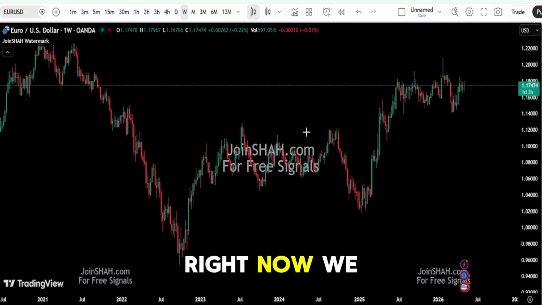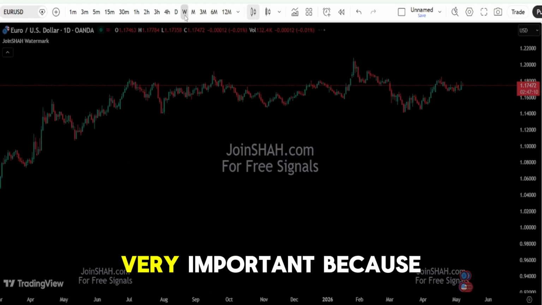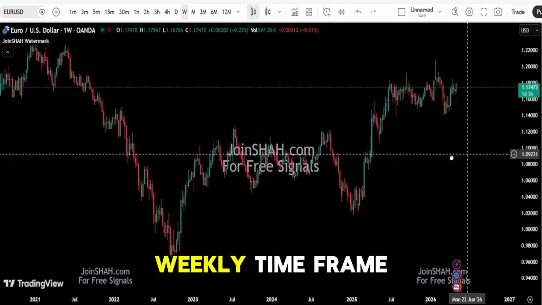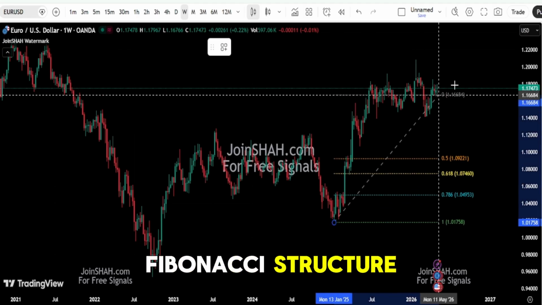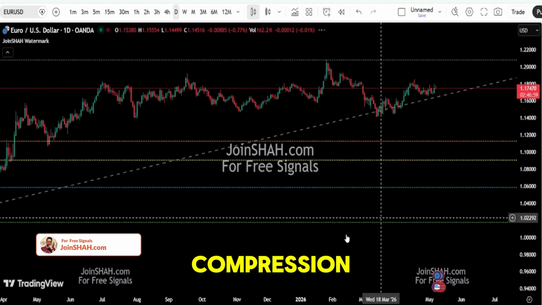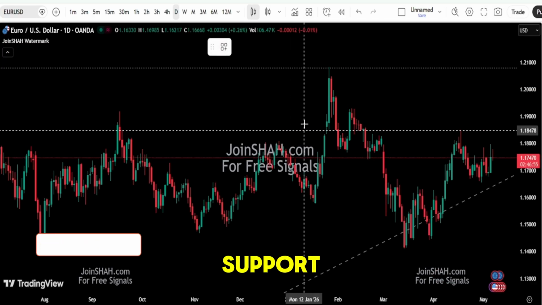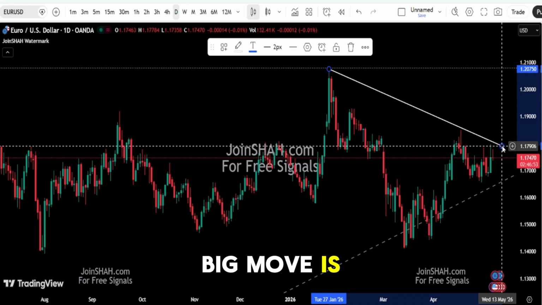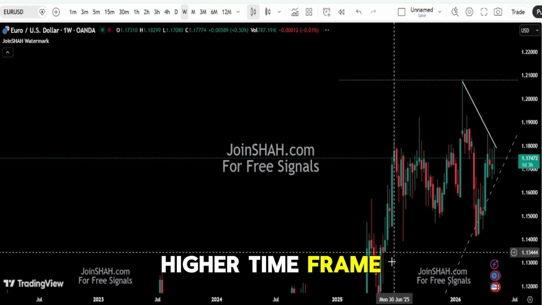This is Shah. Right now we are looking at EURUSD, and this chart is becoming very important because on the weekly time frame, price is still respecting a bullish Fibonacci structure, while on the daily time frame we are seeing compression between trend line resistance and rising support. This means a big move is preparing, and the next breakout can decide the higher time frame direction.